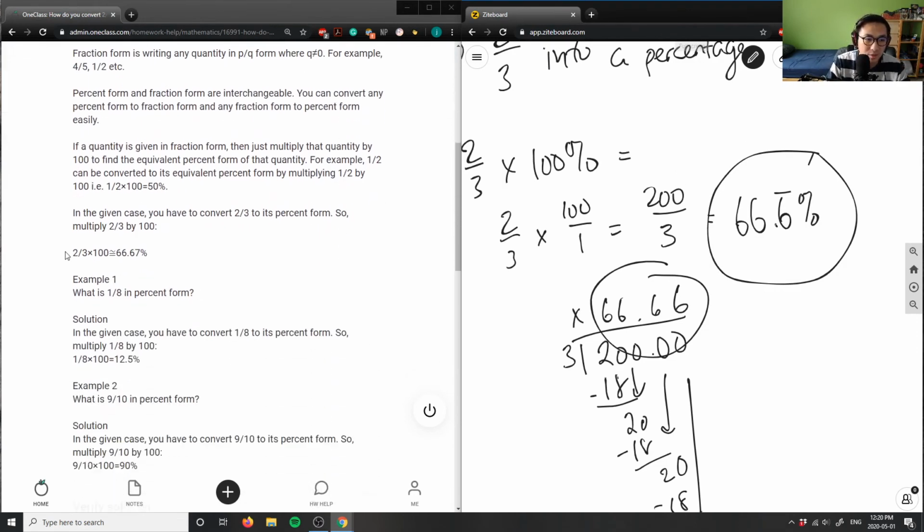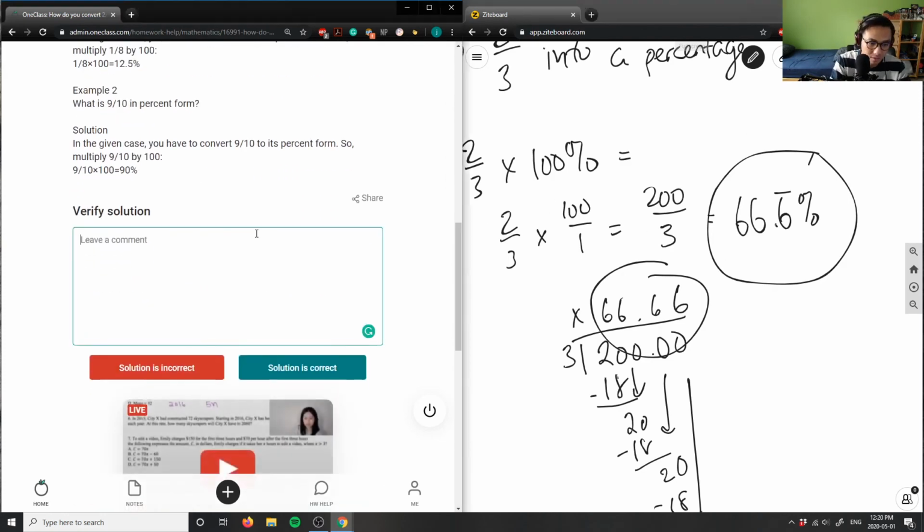And as you can see here, it says 2/3 times 100% equals approximately 66.67, exactly the same answer as I got here. So the solution is correct. Good explanation as well.